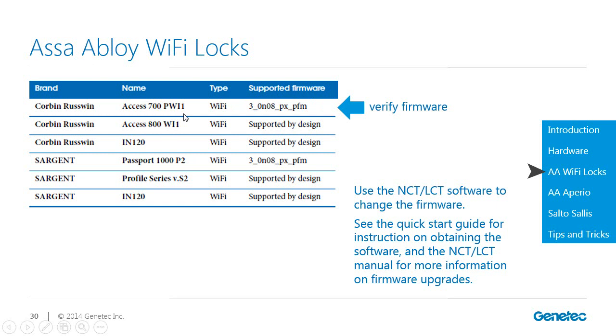When setting up the wireless locks, you're going to need to use the Assa Abloy NCT LCT software for configuring the network information and the lock information. If you need to upgrade the firmware, take a look in the user manual for the NCT LCT software for instructions on doing so.